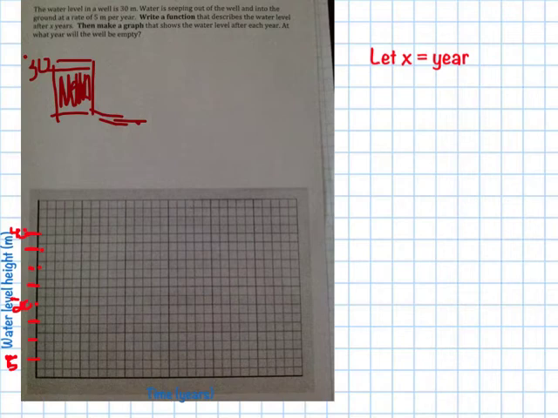So they've told you they want x to be years. So you've got y equals, it's starting at 30, but water is seeping out. So is seeping out going to be an addition problem or a subtraction problem? It'll be a subtraction. And what is the rate at which it is seeping out? 5 meters per year.